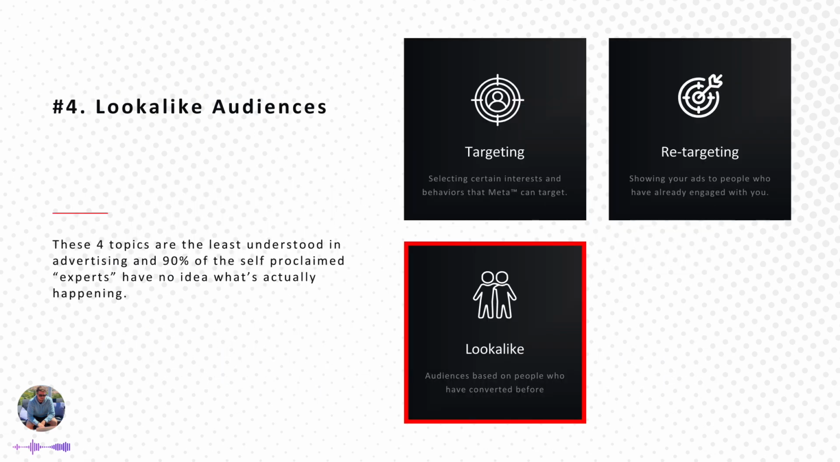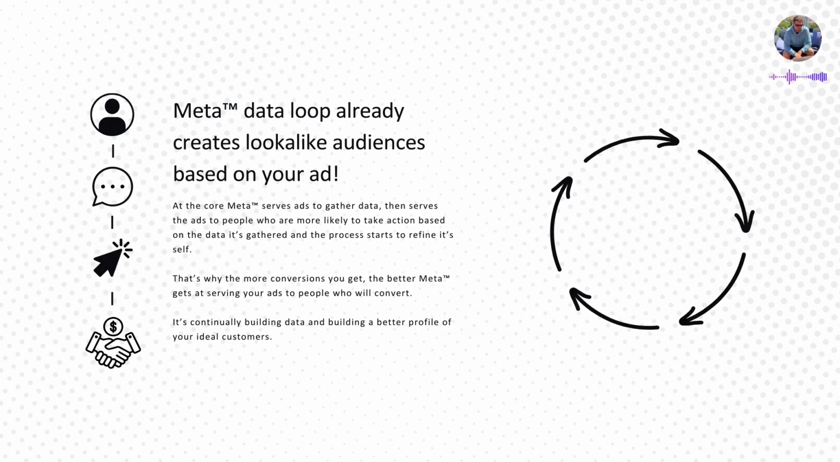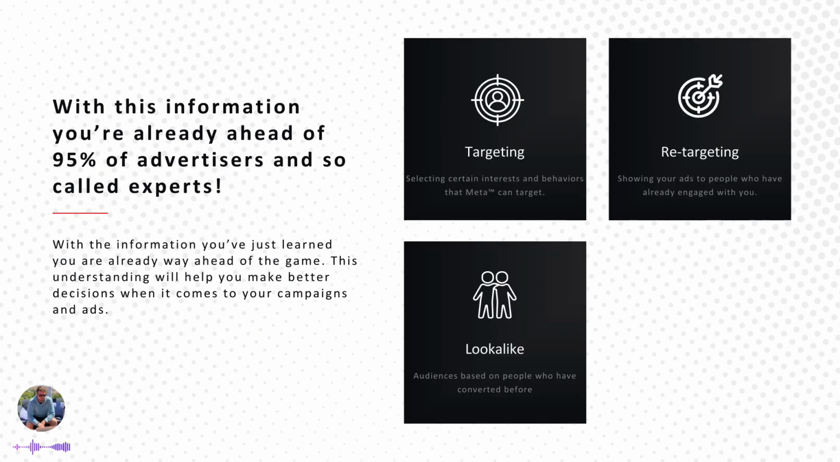And number 4, let's look at lookalike audiences. Now, the Meta algorithm is already creating lookalike audiences based on your ad and every ad that you serve. So at the core, Meta is serving your ads to gather data, and then it's serving your ads to people who are more likely to take an action based on the data that it's gathered. And the process starts to refine itself. So again, that's why the more conversions you get, the better Meta gets at getting you conversions. So it's continually building data and building a better customer profile on each ad that you're serving. So essentially, it's creating lookalike audiences automatically. And with this information, you're already ahead of like 95% of advertisers and so-called experts.